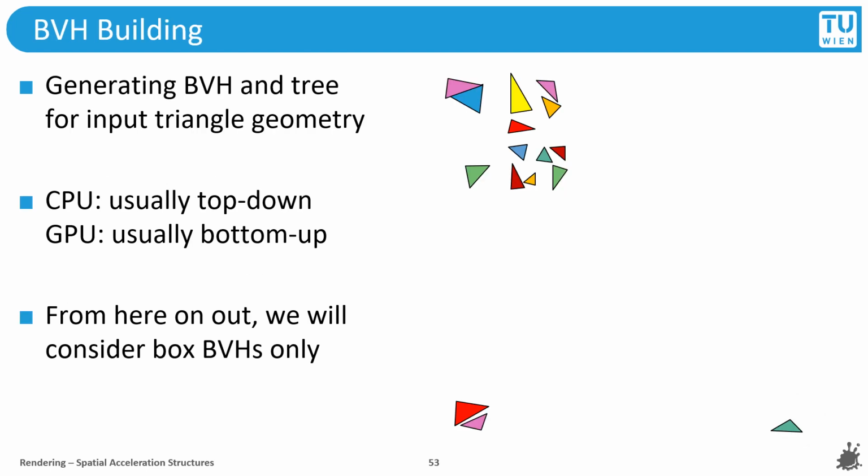So we will now look at the process of building an actual BVH, and we will generate it for the assortment of triangles that we saw before. Usually a note on BVH building is that on the CPU, one would usually do it in a top-down fashion, on the GPU usually in a bottom-up fashion. So since we are exploring the basic approach here, we will also do it top-down. And from here on out, we will only consider box-based BVHs. So for the most part, axis-aligned bounding box BVHs.